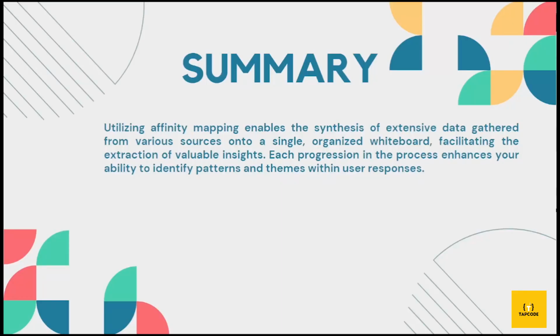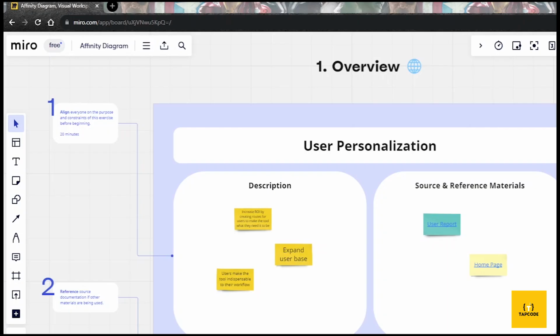So in summary, we learned that affinity mapping enables us to synthesize data, which is gathered from various sources, into a single organized whiteboard, which facilitates the extraction of valuable insight. In the next part, we will do the demonstration on how to create an affinity map. As you can see, the tool that we are using for this affinity map is called Miro. Miro is a free tool that has a lot of templates that enables you to create affinity maps or any other UX/UI design research tool.